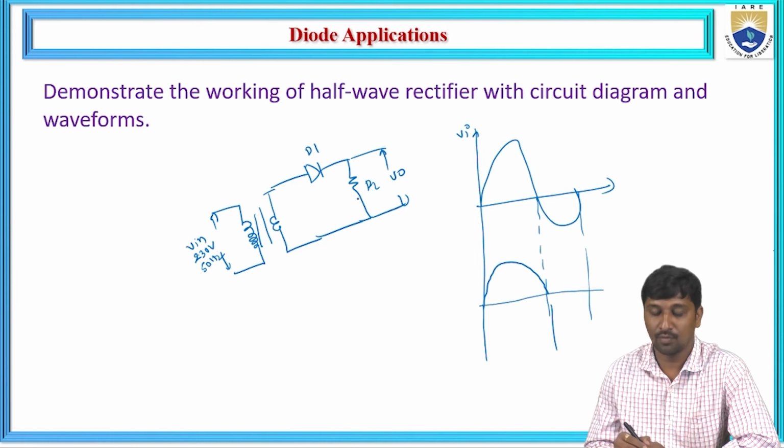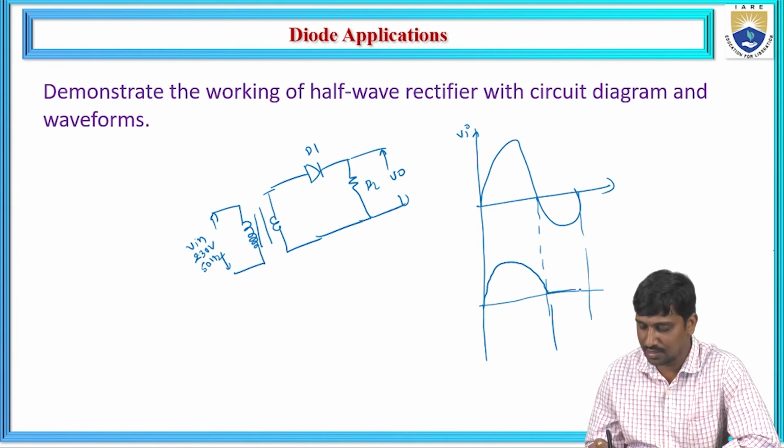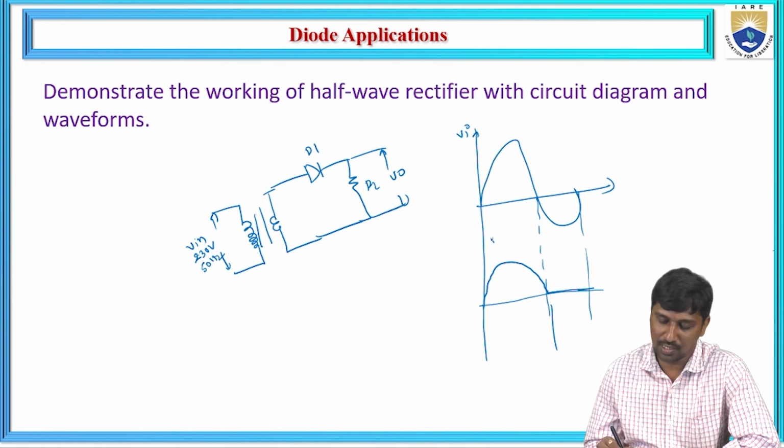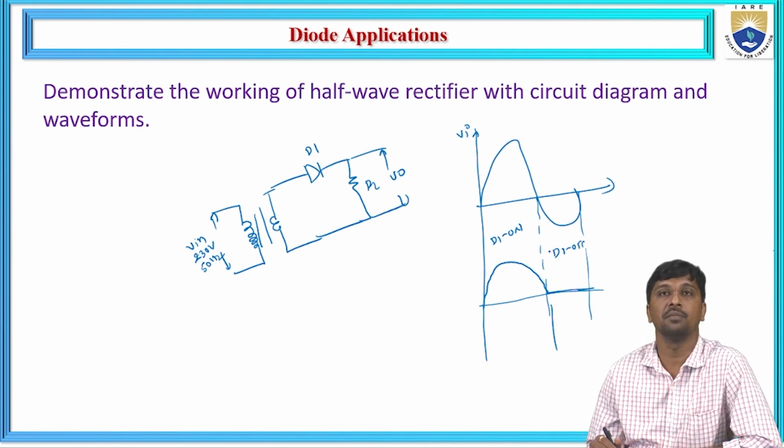And similarly, what happens when the negative peak signal is passing through the diode? So here D1 acts as the off state, hence there is no flow of current across the load resistance, and the state is represented as off state. So at this point, the D1 is on state, and at this point, the D1 is off state. So like this, you can explain this operation with a waveform.